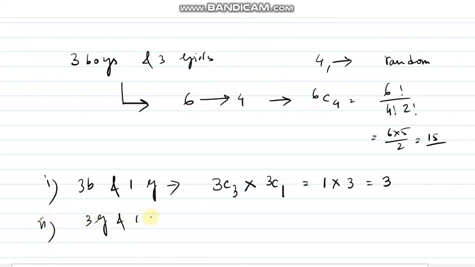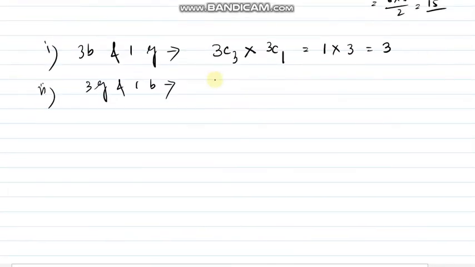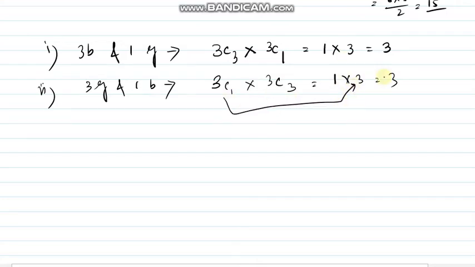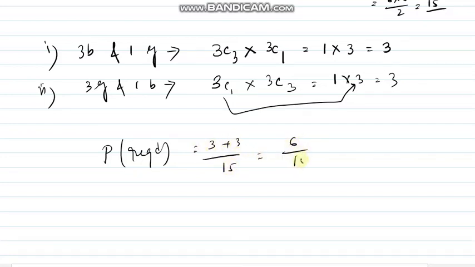Next case, 3 girls and 1 boy. So that will be 3C3 into 3C1 again. So it will be 1 into 3, 3 again. 3C1 actually is 3, so this was just mistakenly written here. Now what will be the total probability? The probability of the required event will be 3 plus 3 divided by 15, that is 6 divided by 15, which is equal to 2 divided by 5.